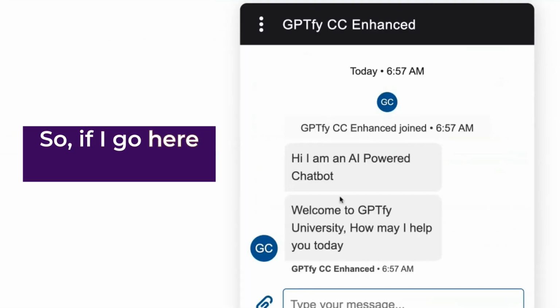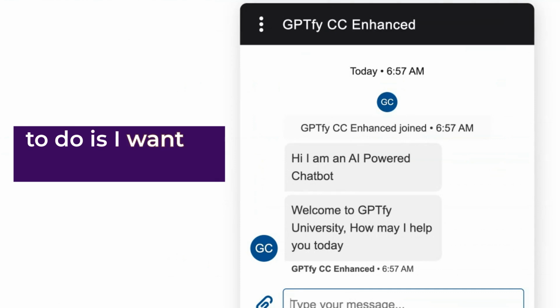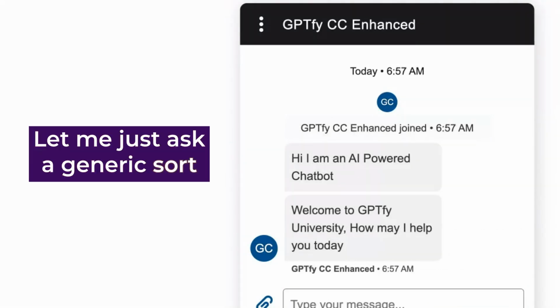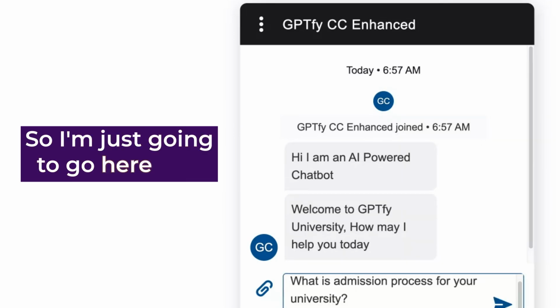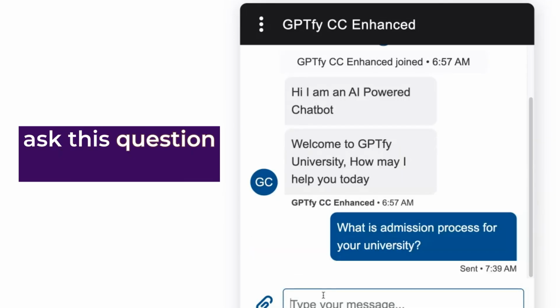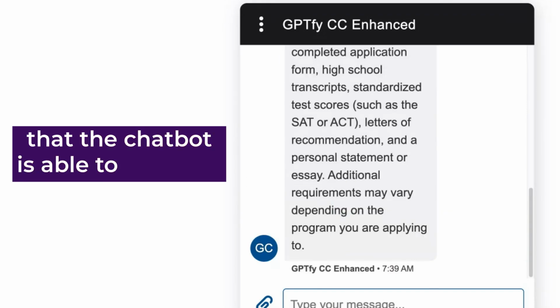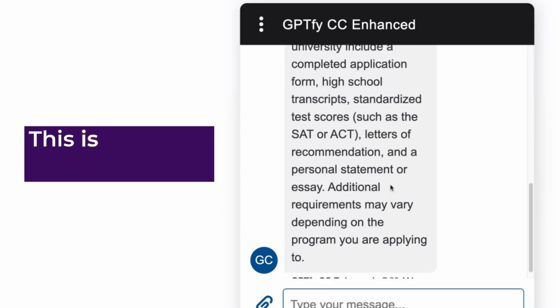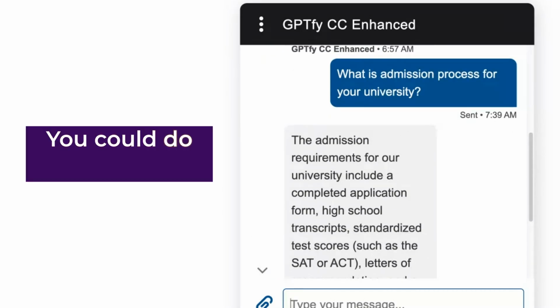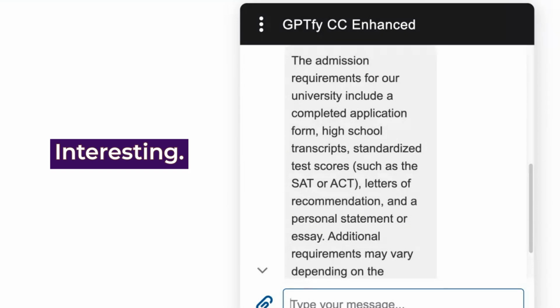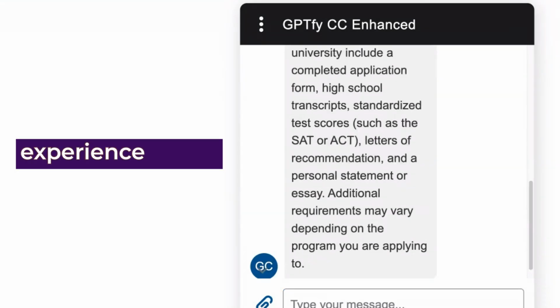So if I go here, what I want to do is start asking some questions from it. Let me just ask a generic sort of question first. So I'm just going to go here, ask this question. And the idea is that the chatbot is able to basically answer that question. This is a generic question. You could do some version of that today. You can ask this question and you can get an answer back. Okay, that's good, interesting. It's just regular chatbot experience so far.